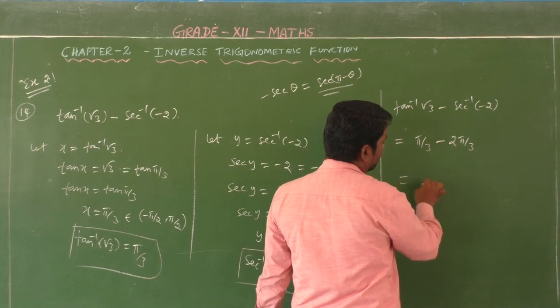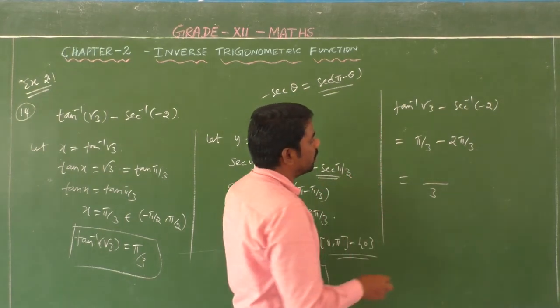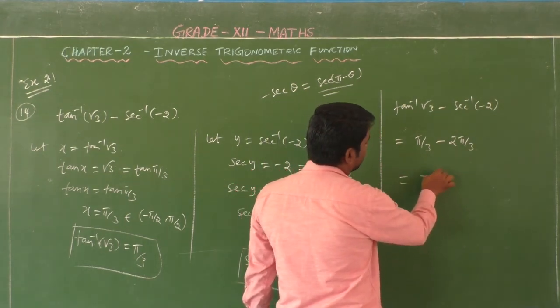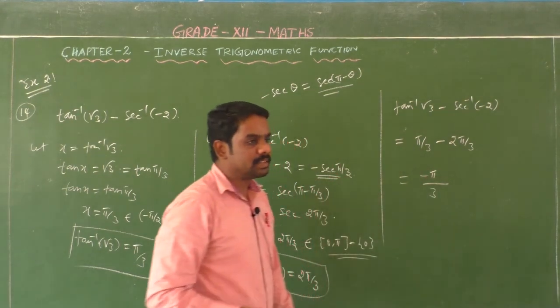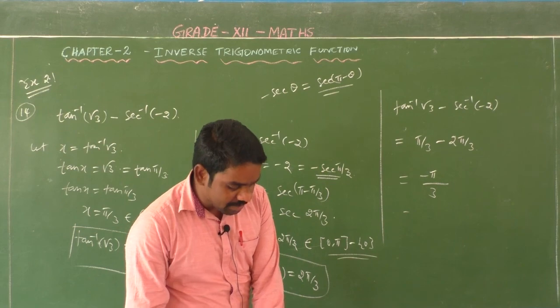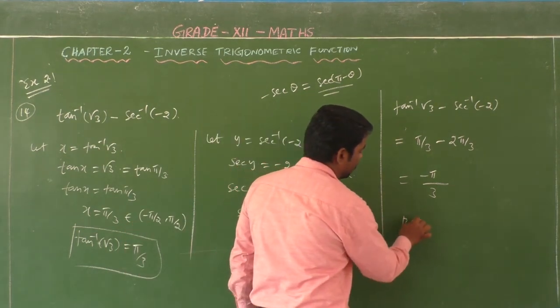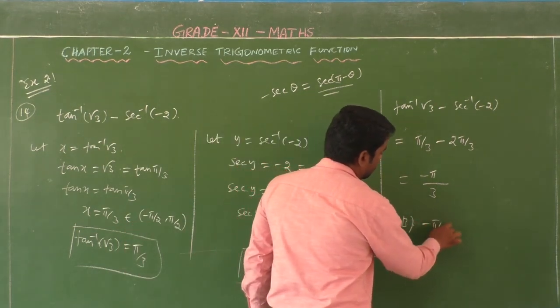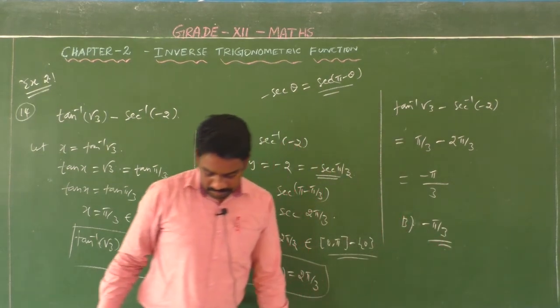Listen, denominators are the same, so 3. Pi minus 2 pi is equal to minus pi. So pi by 3 minus 2 pi by 3 is equal to minus pi by 3. Right. So the correct answer is option B, which is minus pi by 3. This is the correct one. Right.